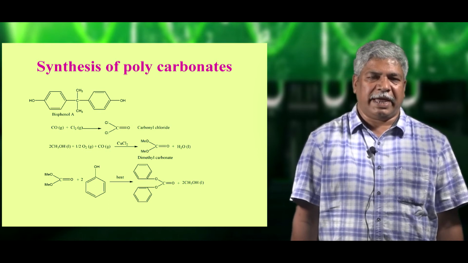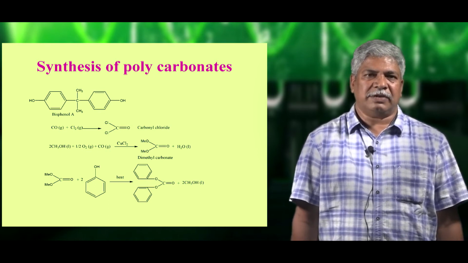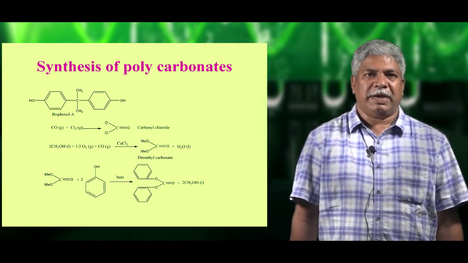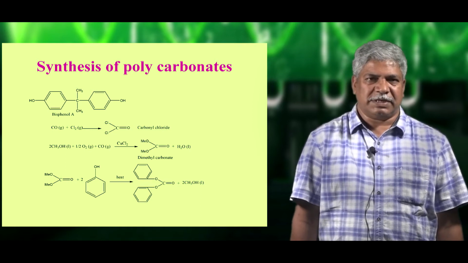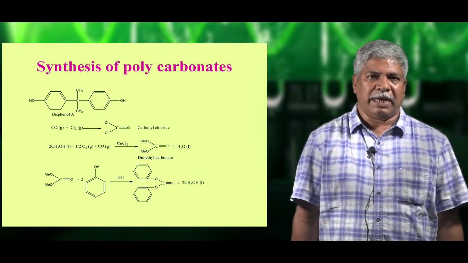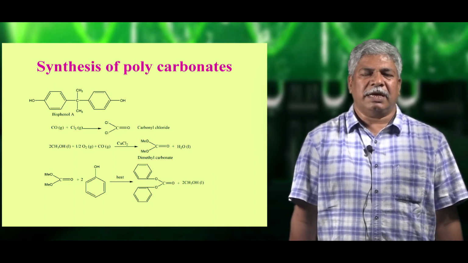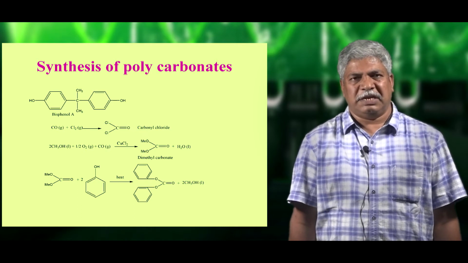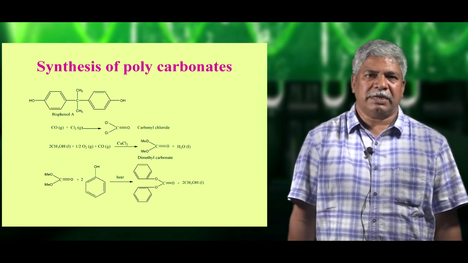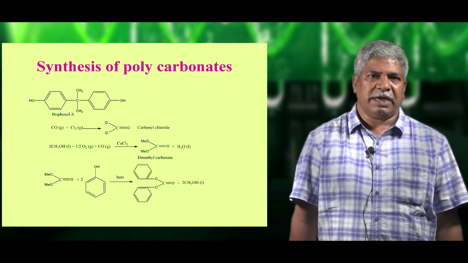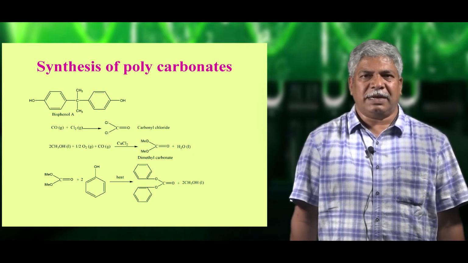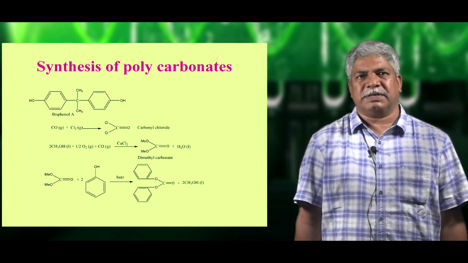That being one of the reactants, the other reactant is either carbonyl chloride or diphenyl carbonate. So let us see the first process. When bisphenol A reacts with carbonyl chloride, the carbonyl chloride is otherwise called phosgene. It's a poisonous gas. Not only that, carbonyl chloride is prepared from carbon monoxide and chlorine. Both of them are poisonous gases. So the entire process becomes a hazardous process.